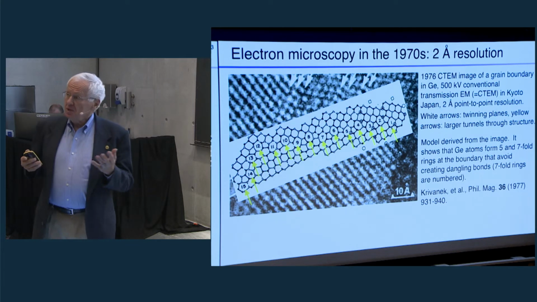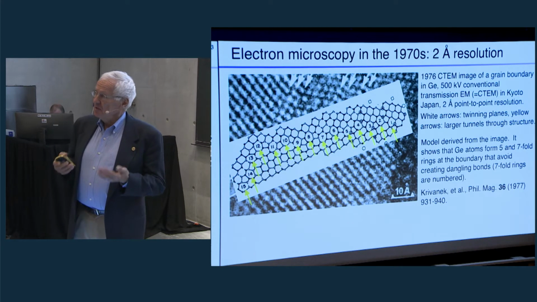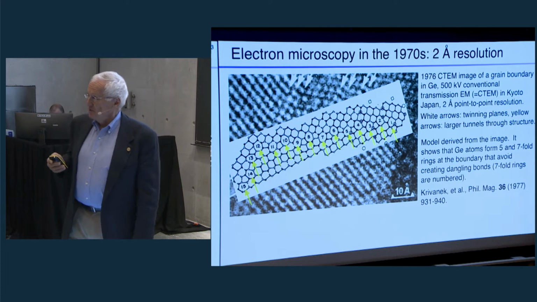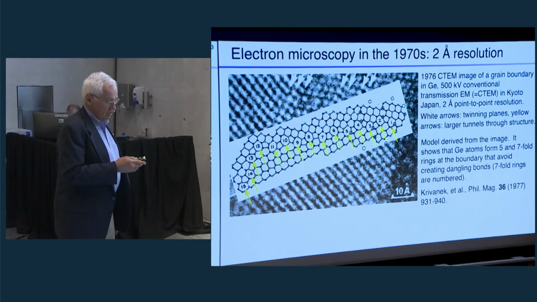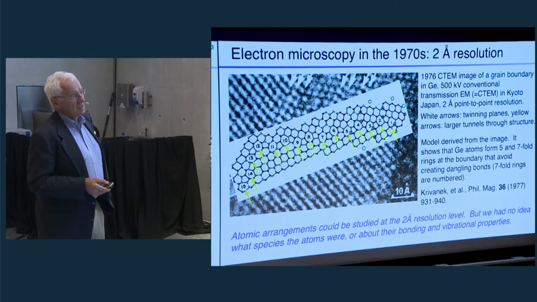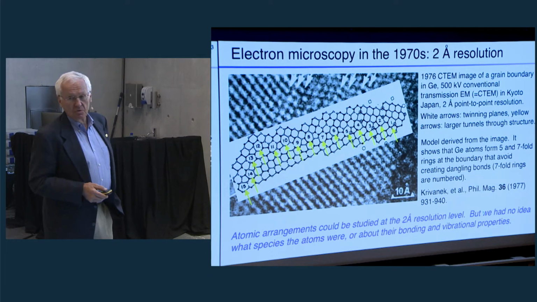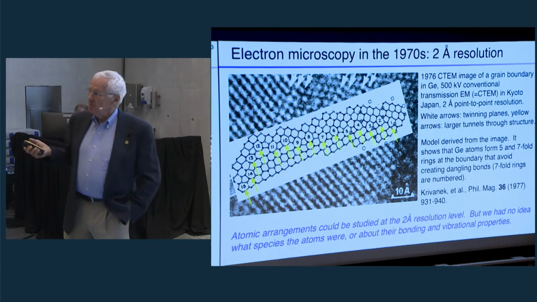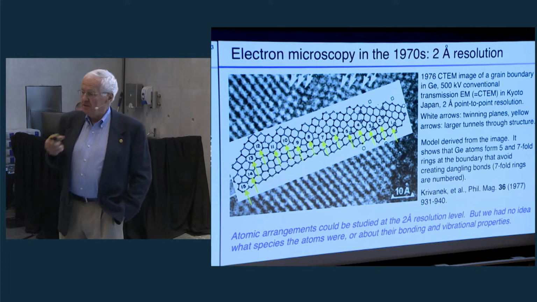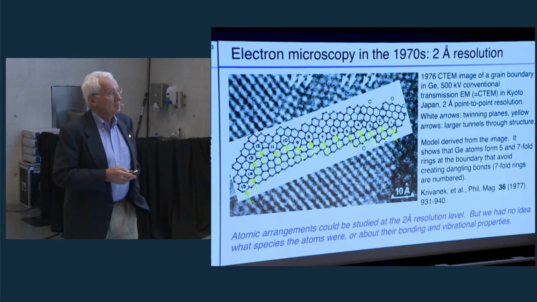And it was still the black and white world of the structure, and I got interested in the color world of determining the spectroscopic properties. So atomic resolution could be studied at that level, but we had no idea what species the atoms were. So if we had some gallium or arsenic or even gold sneaking into the structure, we would not have been able to see it.